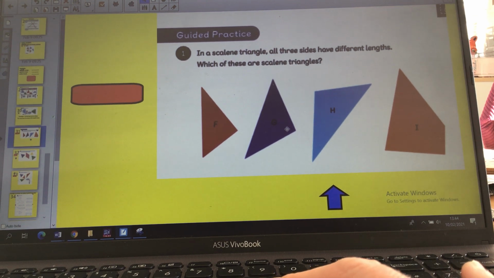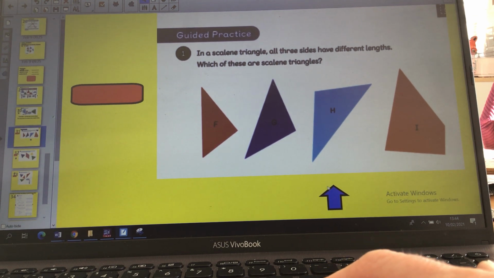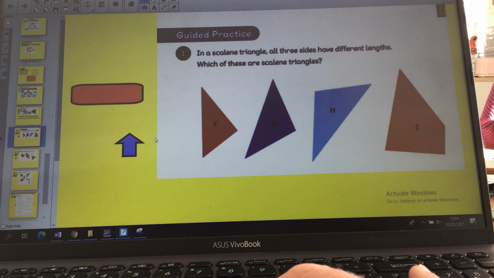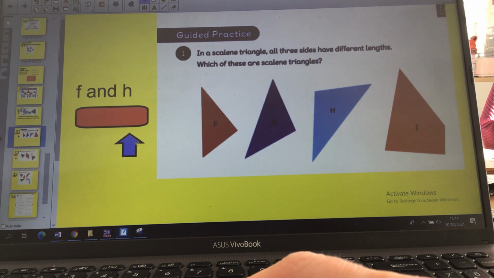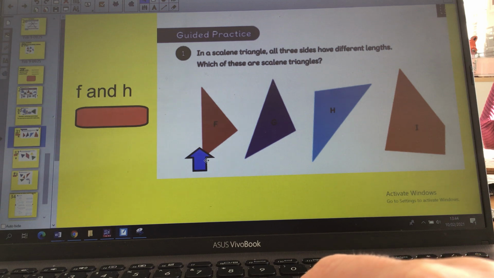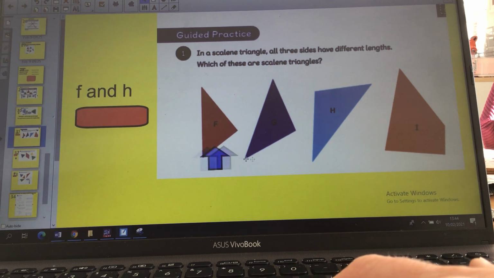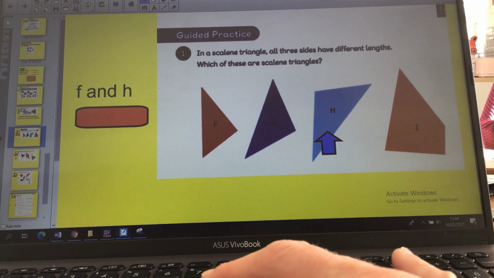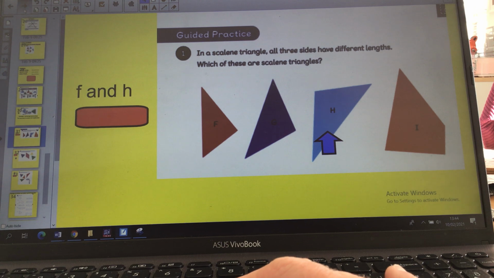So I'm looking at only these three shapes. Which of these are scalene? I'd be getting my ruler and measuring to see which is scalene. How do I know which is scalene? Remember, all of their sides must be different for a scalene triangle. So F, this one, and H, this one, have every side different. They are the scalene triangles on that one.